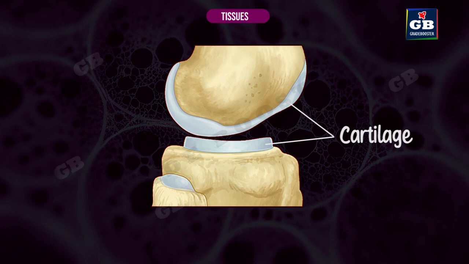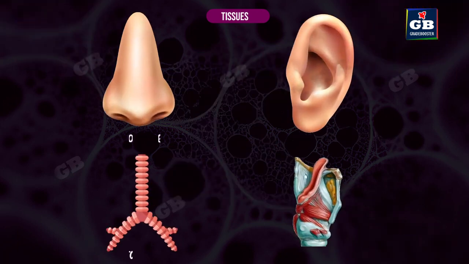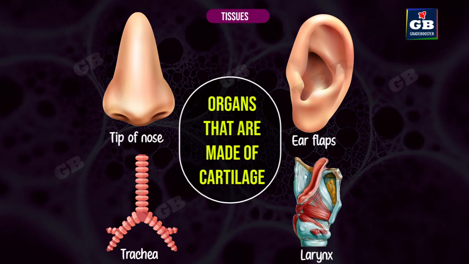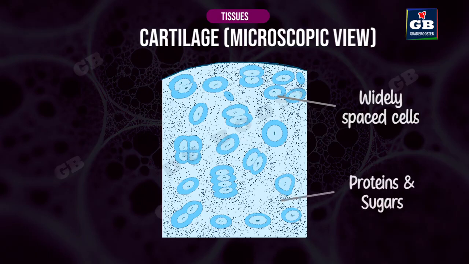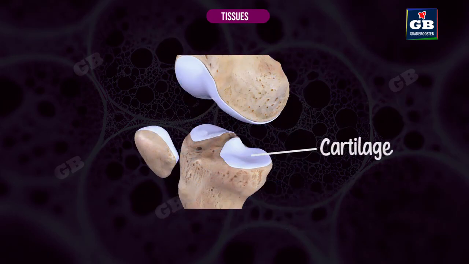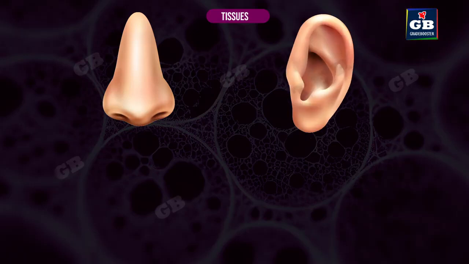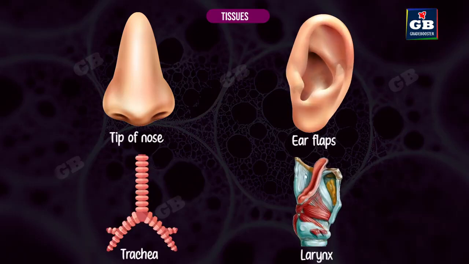Now let us see about cartilage. We have a soft bone at the tip of our nose, ear flaps, etc. This soft, flexible bone-like material is called cartilage. It is a kind of connective tissue. The cells of the cartilage are widely spaced. The matrix of cartilage is composed of proteins and sugars. The surface of the bones at the joints are smoothened by cartilage. Cartilage is also found in nose, ear, trachea and larynx.